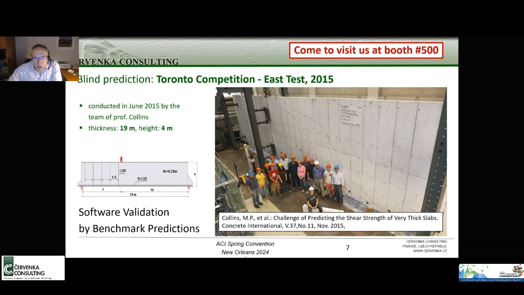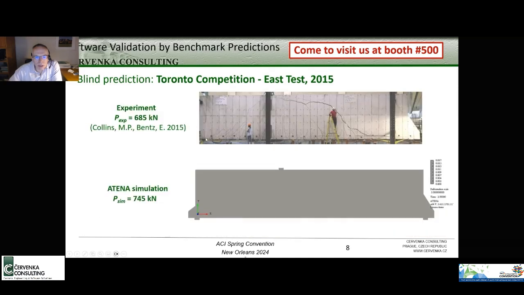Well, before I come to practical applications, I would like to show some results from blind competitions, which is the best way to check whether the modeling can provide some predictive information. So I would like to show this famous test from Toronto University, Professor Collins. They tested these very large walls and they organized an international competition.